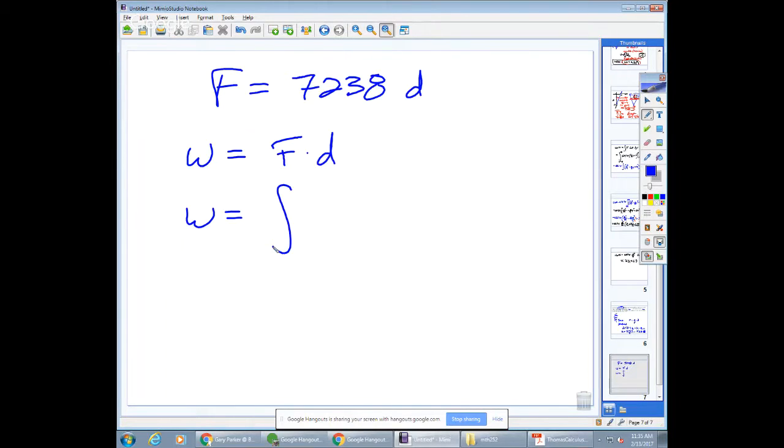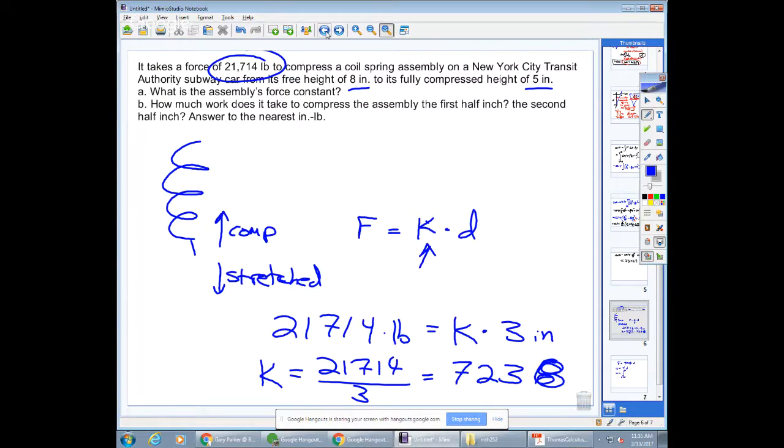Let's say we're going to use the variable x. And I think they said they wanted us to move it 1/2 inch. Let me double check. We got part A, part B. How much work does it take to compress the first 1/2 inch, and then how much for the second 1/2 inch? Okay.